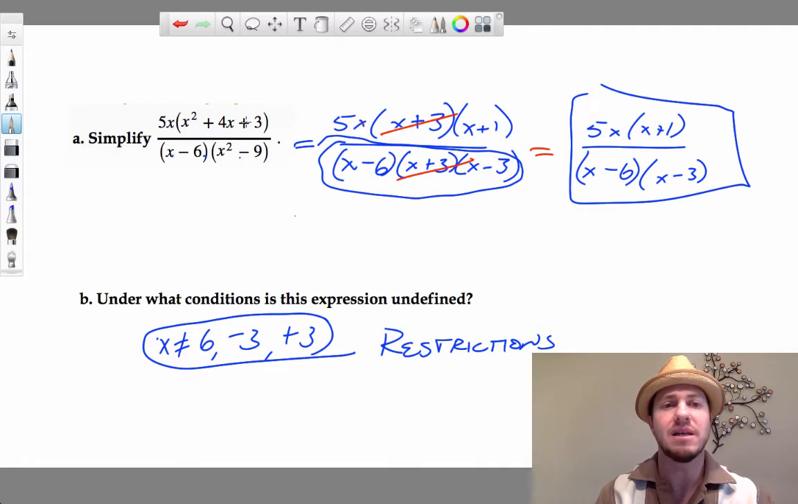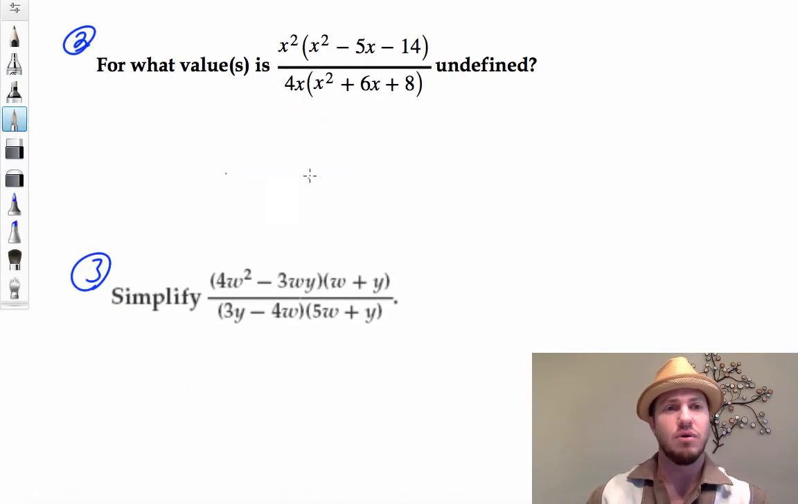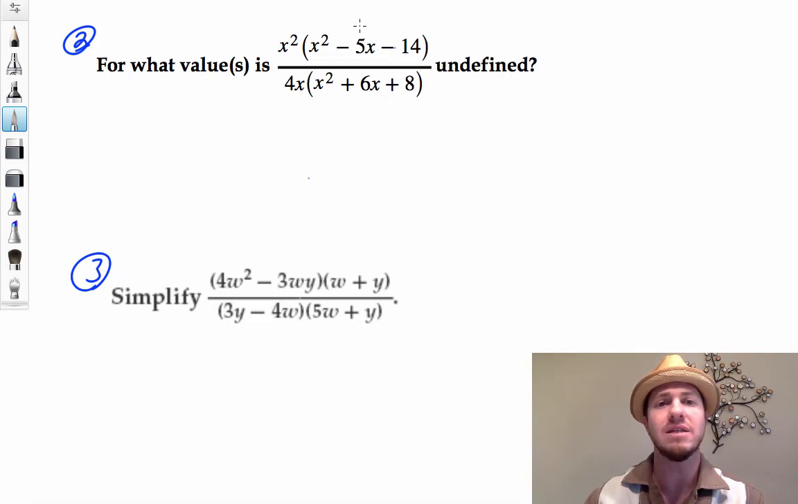So we're going to call this one example 2. For what value is this undefined? All I really need to do is take the denominator, and it's before you cancel anything out.